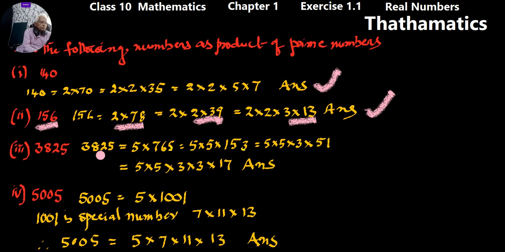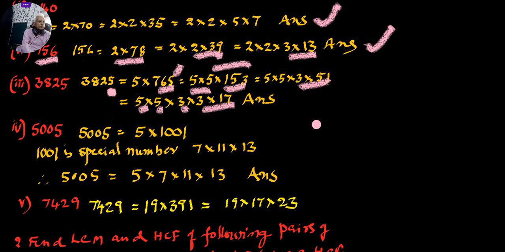Next, 3825. Here you see, when you see 5, you start with 5. 5 times 765. There is 5 here also, so 5 times 5 times 153. And 153 is 3 times 51. So 5 times 5 times 3 times 51. So finally, what we got here? 5 times 5 times 3 times, this 51 is split into 3 times 17. That is the answer.